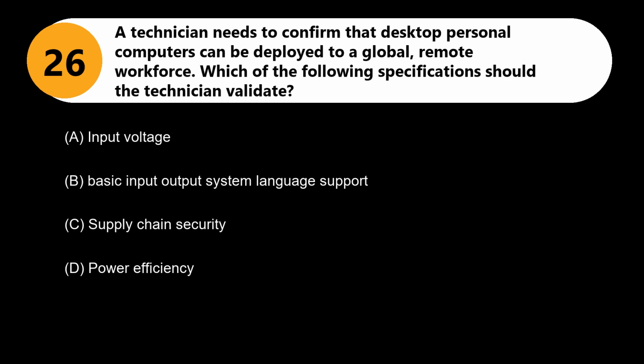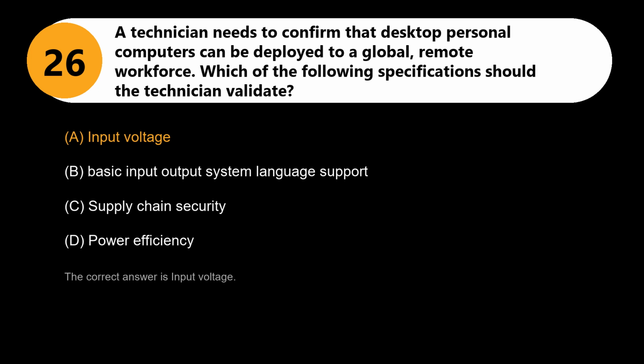Question 26. A technician needs to confirm that desktop personal computers can be deployed to a global, remote workforce. Which of the following specifications should the technician validate? Option A, input voltage. Option B, basic input-output system language support. Option C, supply chain security. Option D, power efficiency. The correct answer is option A, input voltage.